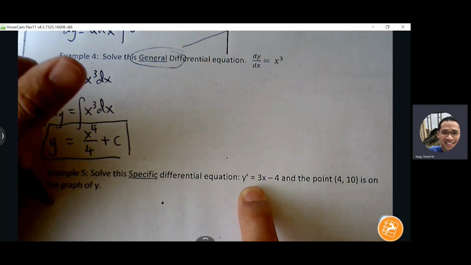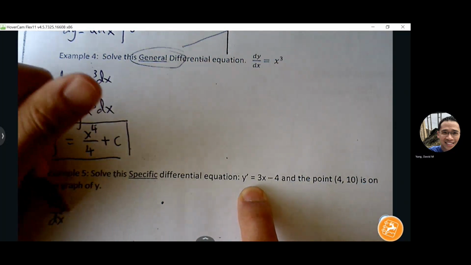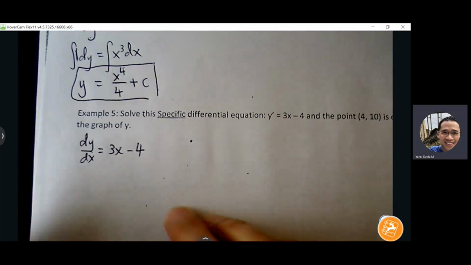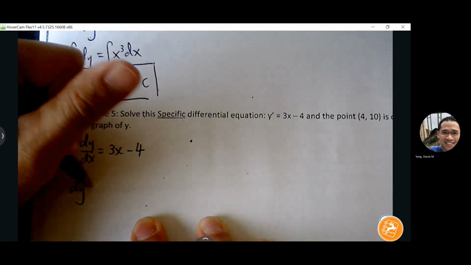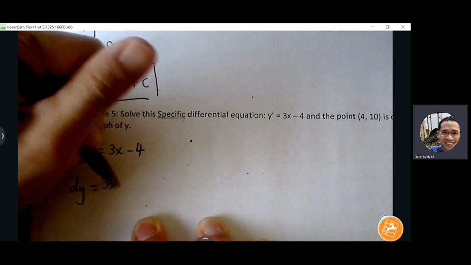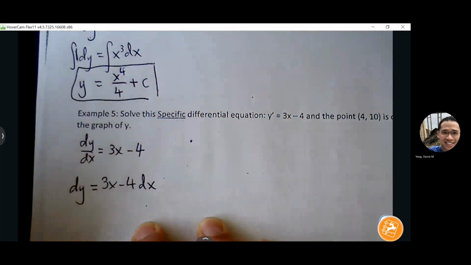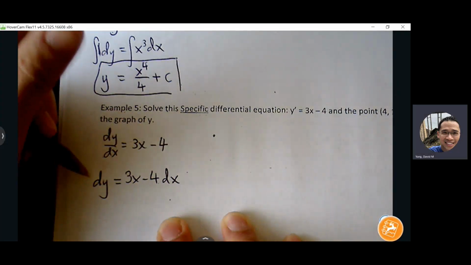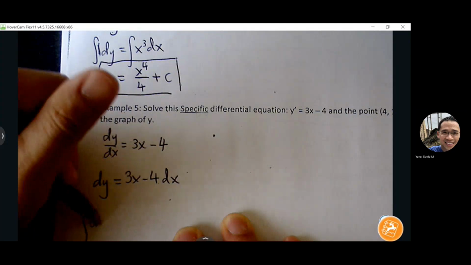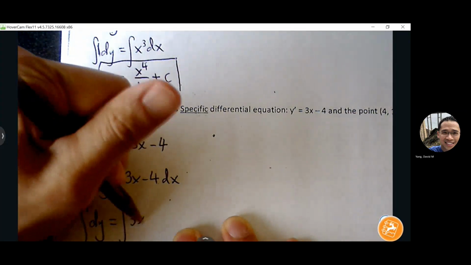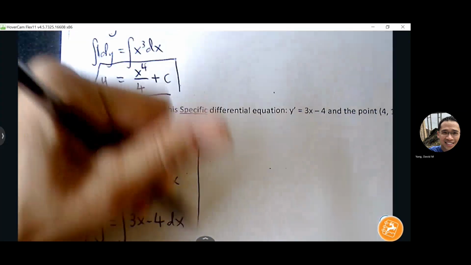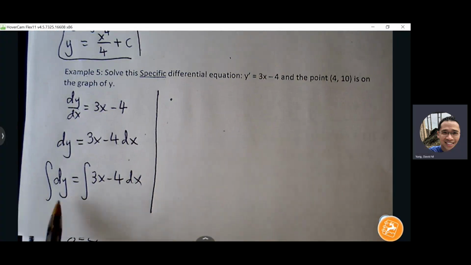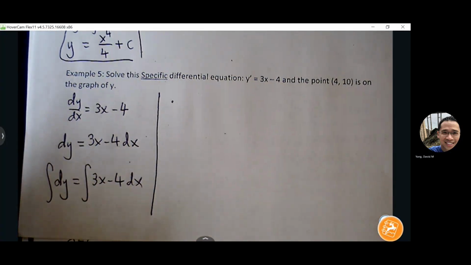Okay, so first step, let's rewrite y prime as dy/dx. Let's move that dx over to the right side so I can separate my x's and y's. Okay, take the antiderivative. Okay, dy becomes y.